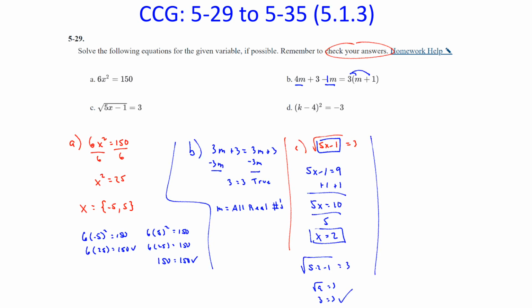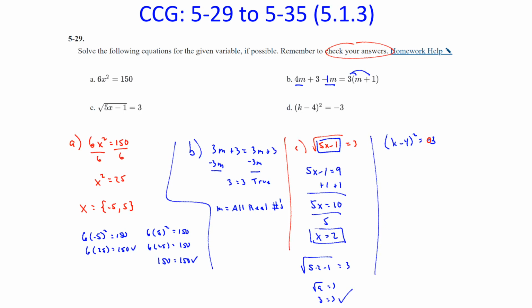And then for D, we have the quantity k minus 4 squared is equal to negative 3. We could do another looking inside. What squared is going to give us negative 3? That might be a little bit harder because negative 3 is not a perfect square. But the other thing you might recognize is, is there anything that when you square it, you get a negative number? And if you recognize that right away, then you'll know that the answer is no solution.